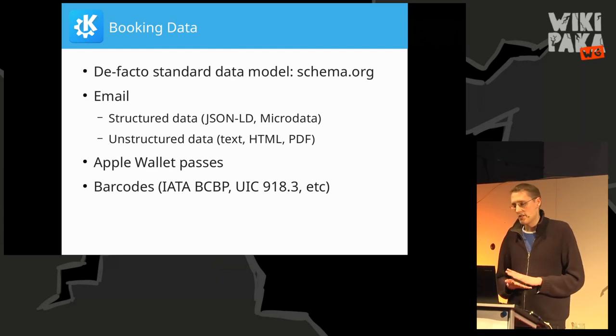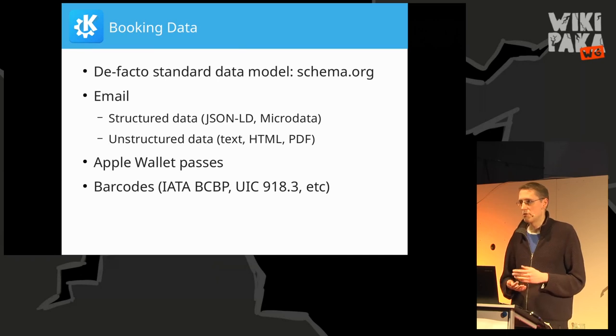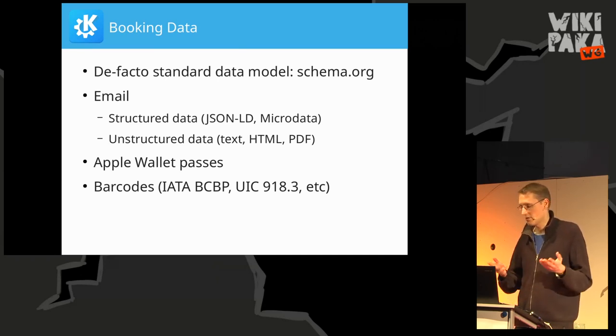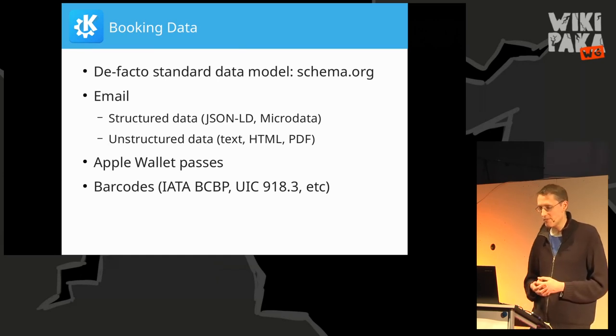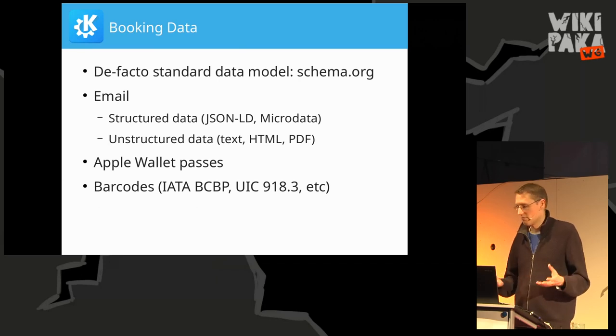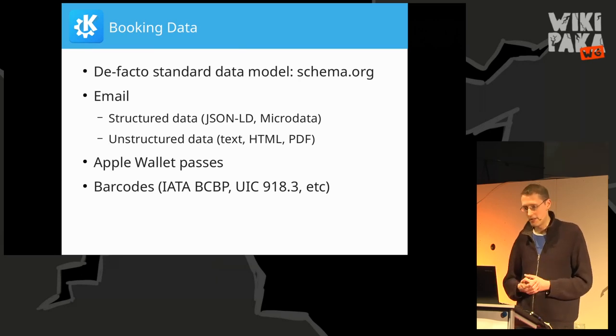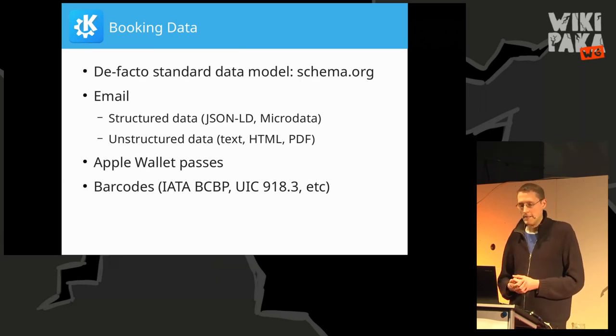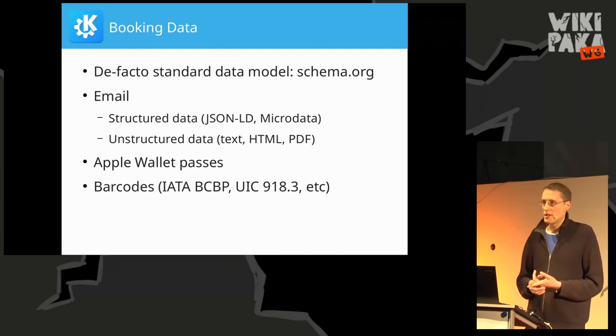At least in the US and Europe, you find that in about 30 to 50% of booking emails you get from hotels, airlines, or event brokers. So that's a good start. But then there's the rest, which is basically unstructured data, random PDF files or HTML emails we have to work with. There's Apple Wallet boarding passes.